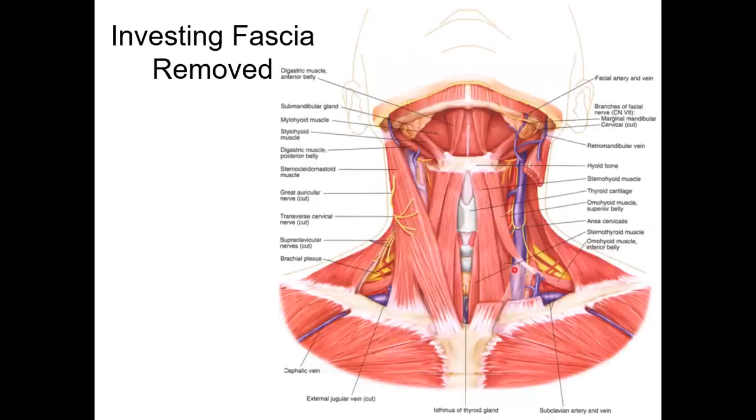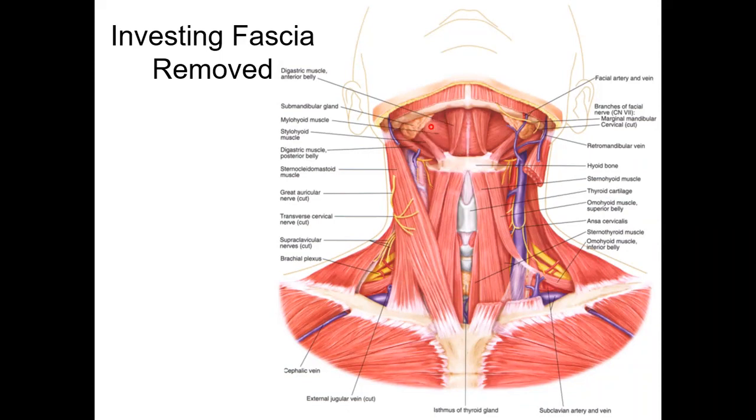Okay. So when you remove that investing fascia, now we see a lot of the muscles in the neck. And we tend to group these muscles according to where they are in relation to your hyoid bone. So you have your suprahyoid muscles and your infrahyoid muscles. Your suprahyoid muscles include your digastric muscle, which forms this V here. It has an anterior belly and a posterior belly. Your stylohyoid muscle, which has attachment to the styloid process, which is further posterior in the hyoid bone.